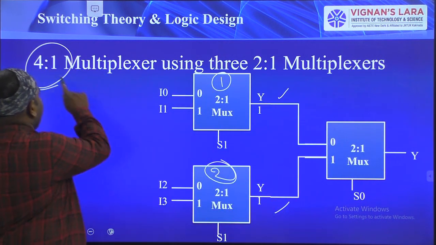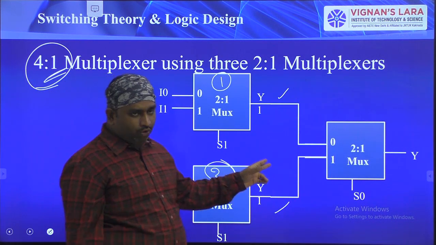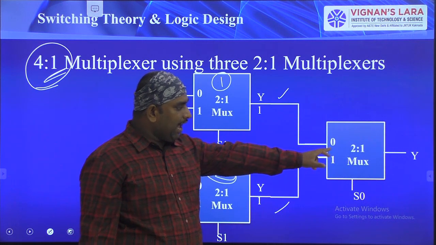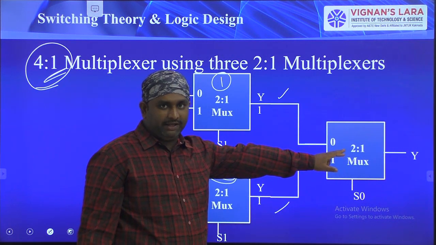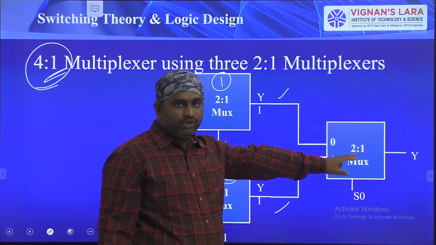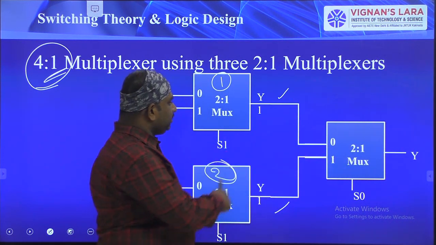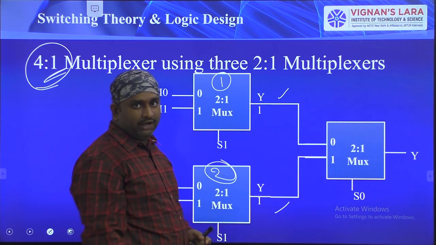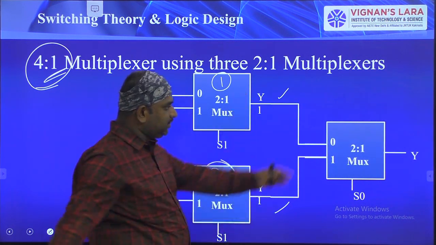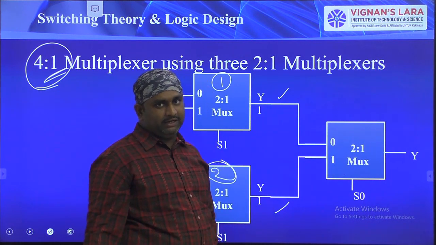But I want only one output, and here I have 2 outputs. For that reason, I have taken one more multiplexer, a 2:1 multiplexer. These 2 outputs I have connected to this 2:1 multiplexer. So this is the first stage, and this is the second stage. At the second stage, I have taken one more 2:1 multiplexer.